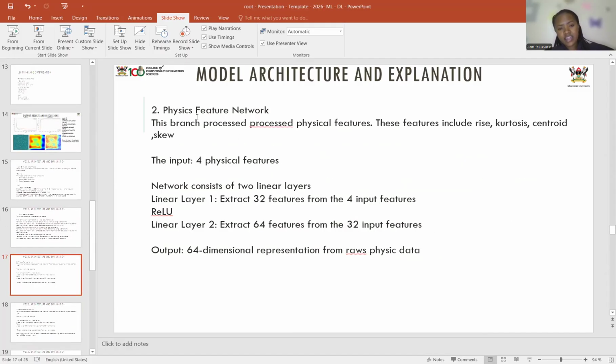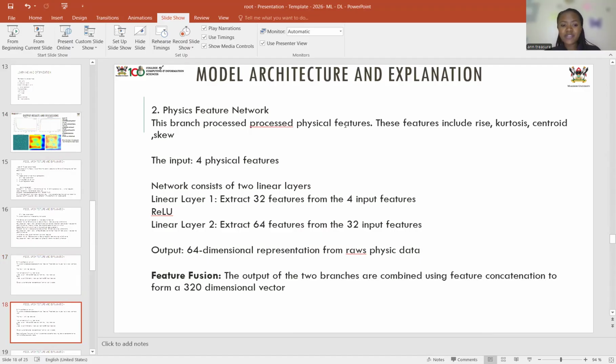The second branch was the physics feature branch, which processed the physics features. There were 4 features: the rise, characteristics, centroid, and skew. The input was 4 features, and the output was a 64 dimensional representation from the raw physics data. This physics data informs training. Since we are to employ this model in an environment that is highly informed by physics, it's best that we also include this physics data in the training of the model.